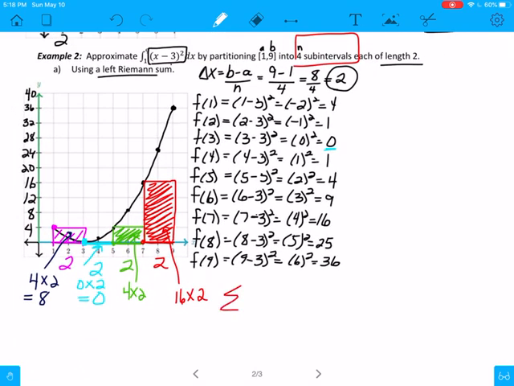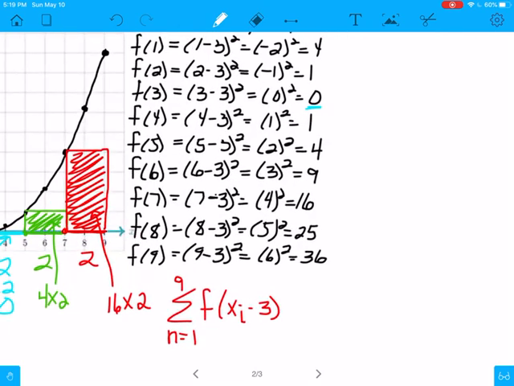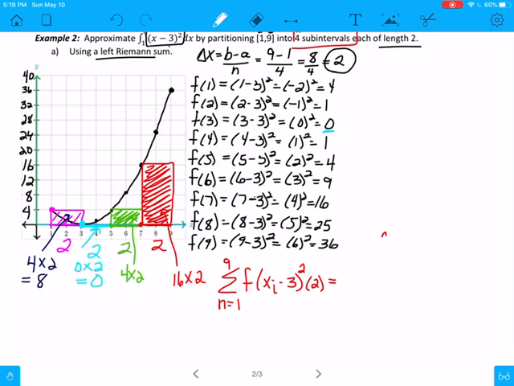Our summation notation is from n equals 1, from our a to our b, which is 9. Then f of xi, the x just gets replaced with an xi, so you're going to get f of xi, which is xi minus 3 squared, times the change in x, the number 2. If we want to show all the work, our left bound x's are the number 1, the number 3, the number 5, and the number 7.